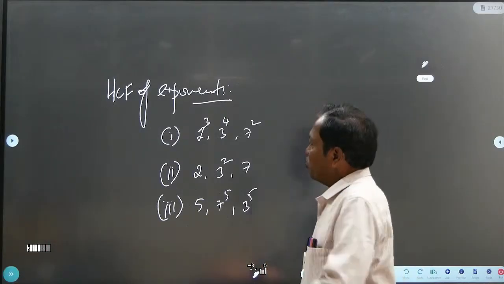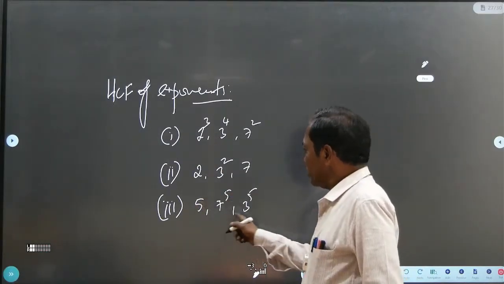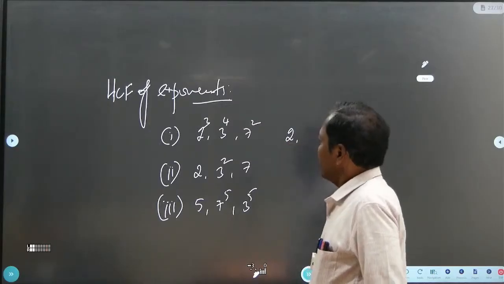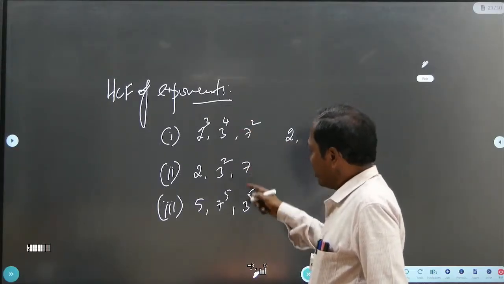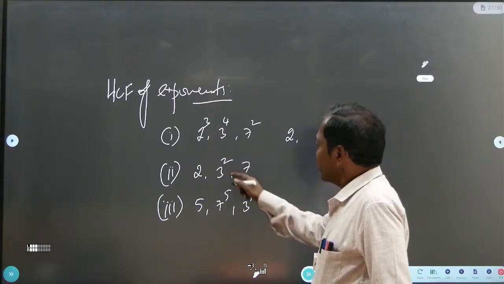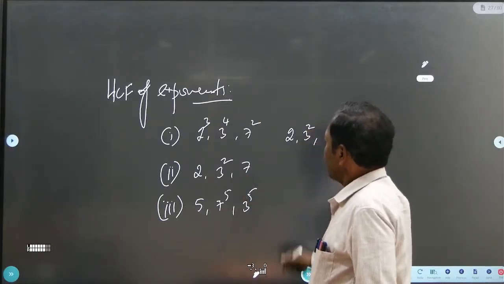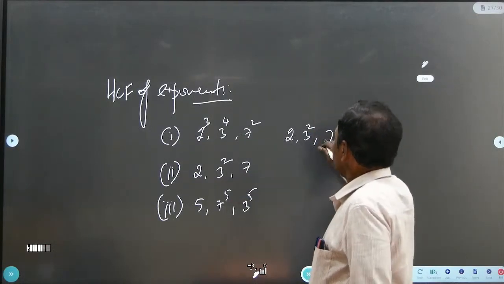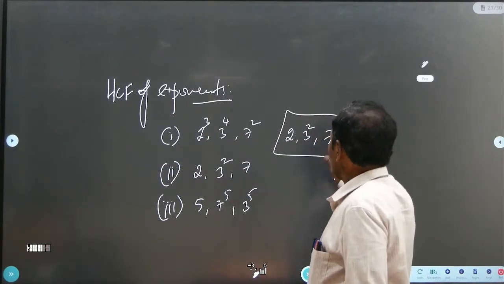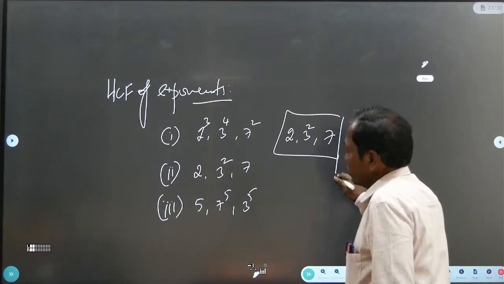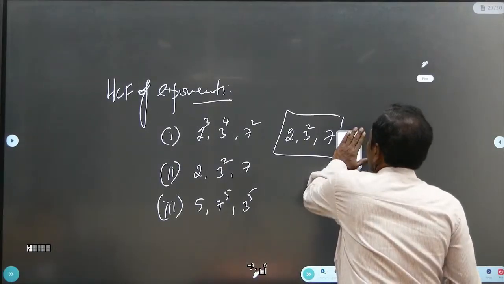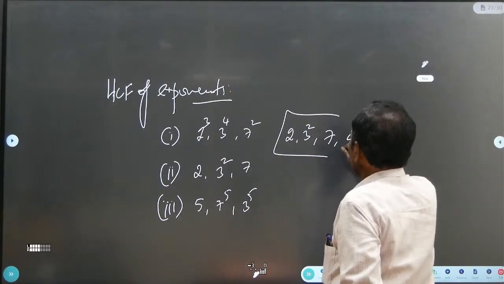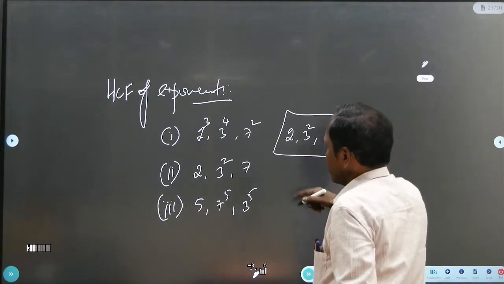First take the 2: 2 cube, 2; you can take 2 to the power of 1. For 3: 3 to the power of 4, 3 square, 3 to the power of 5. The least is 3 square. For 7: 7 square, 7 to the power of 5. 7 you can take. This is the HCF. And 5 is also there, in the third one. So 5 you can take. Okay, right, that is it.